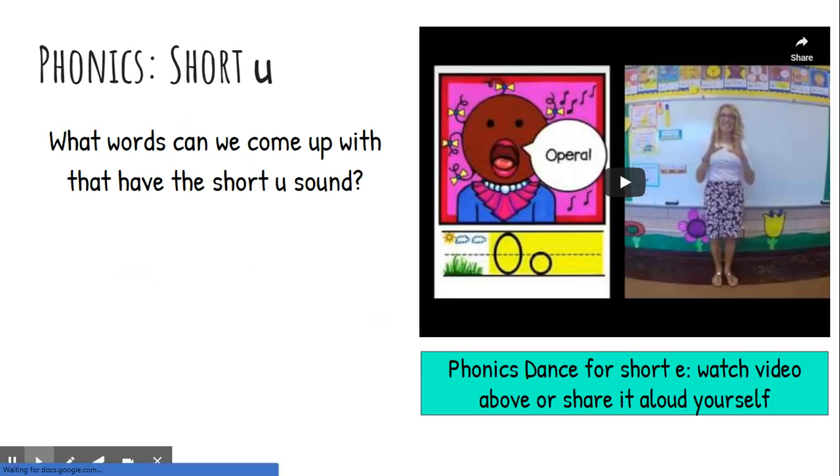So before you get started, make sure you review the phonics stance for short U. What words can you come up with that have the short U sound? Do you remember the sound short U makes? Short U sounds like up, or hug. What other words can you come up with the short U sound?